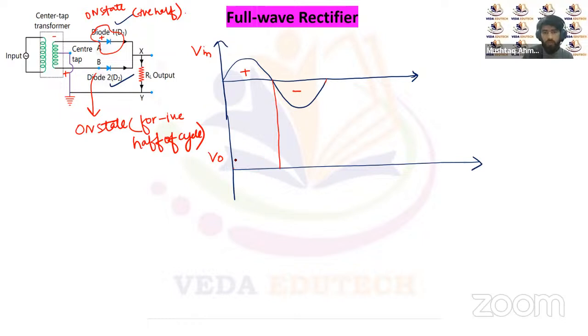So this will conduct for the positive half of the cycle, right? And for the negative half of the cycle, this will again conduct, right? It means that for both cycles the full wave rectifier conducts, right? So this will be the output for the full wave rectifier. It's once again a pulsating DC, right?